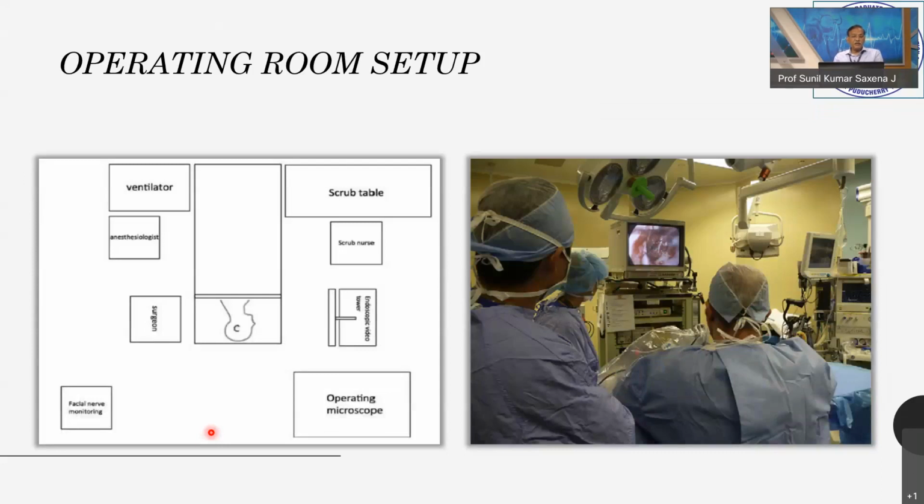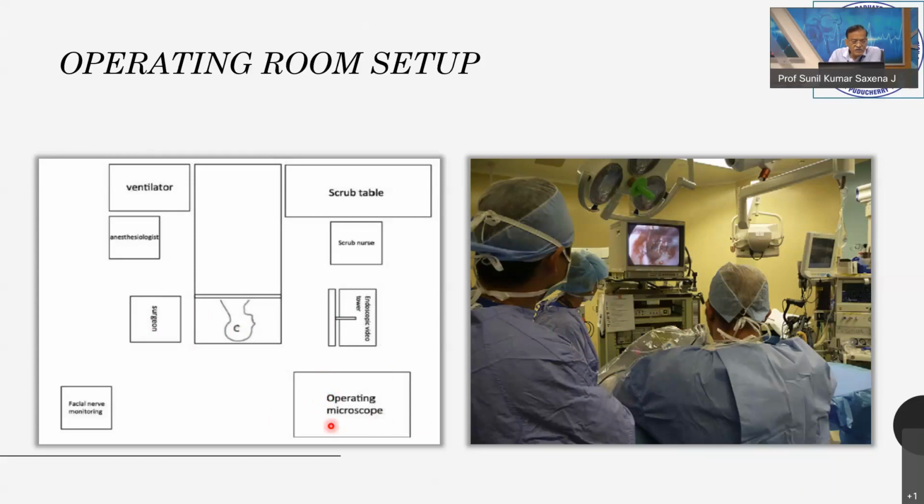This is the operative room setup. Patient lies down. Surgeon sits on the right side, or some surgeons do it in standing position. Depending upon what you are comfortable with, you can do either standing or sitting posture. In front, your HD camera is situated. On your right side is your operating microscope. This is in case you have to switch over.